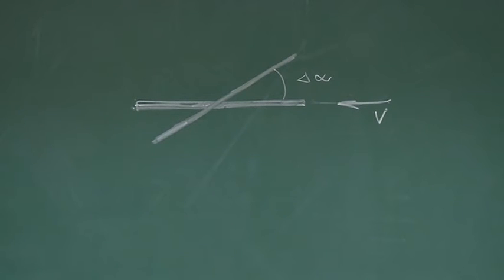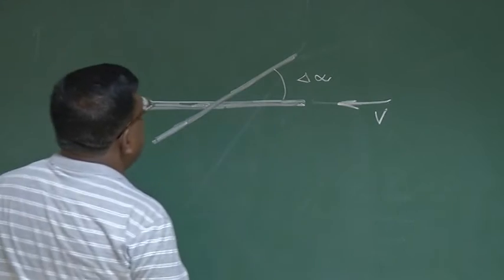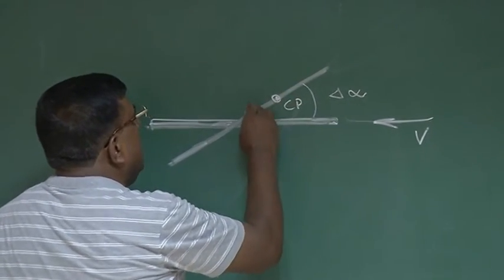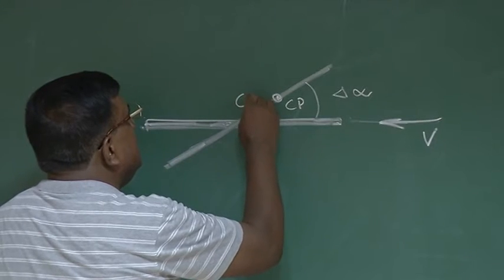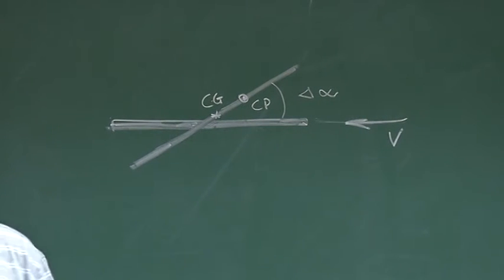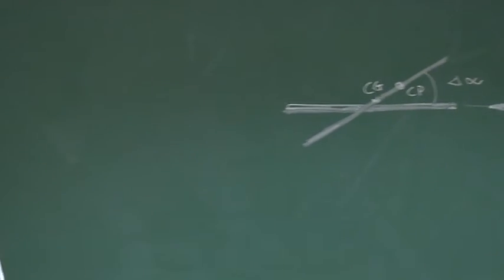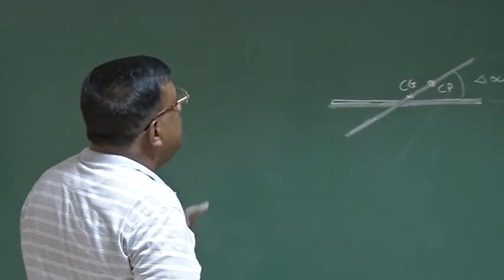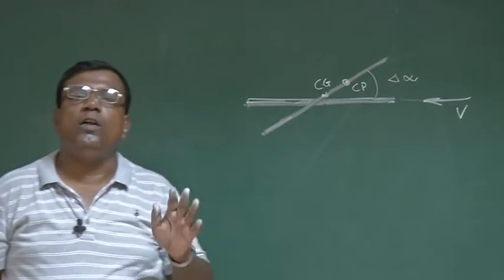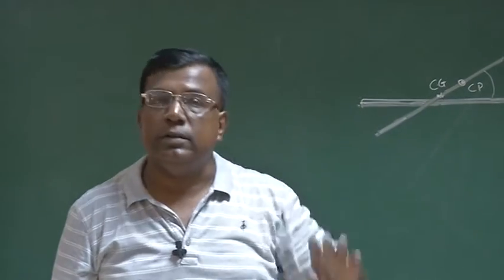Okay? And let us see one case where CP is here and CG is somewhere here. What is the meaning of that? The center of pressure is ahead of center of gravity when I'm flying like this. Now what question I'm going to ask? I'm going to ask whether this plate exhibits static stability or not in terms of angular motion.